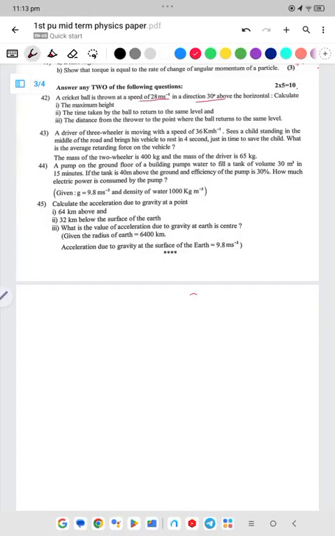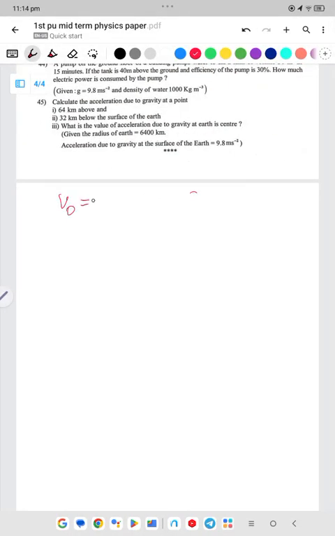Here what they have given is the driver is moving with a speed of 36 initially, and he will bring down the velocity. So final velocity becomes 0 in the time 4 second. It was moving at 36 kilometer per hour, and the final velocity comes to 0 in the 4 second. So the initial velocity V naught can be written as 36 kilometer per hour. If I convert into meter per second, that is 36 into 5 by 18, that will become 10 meter per second.